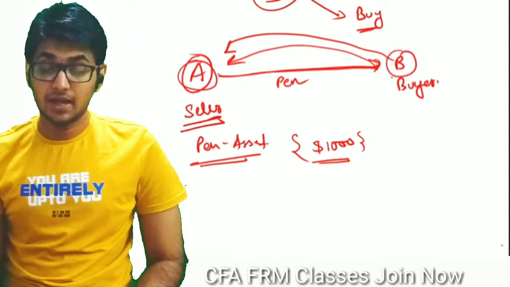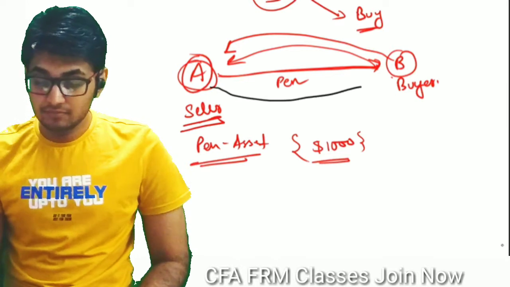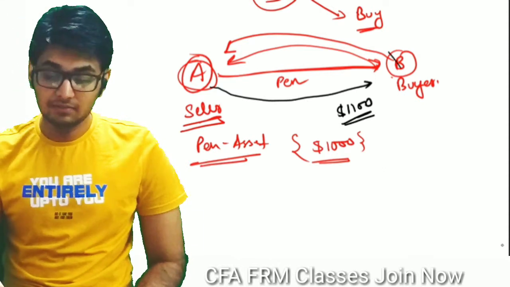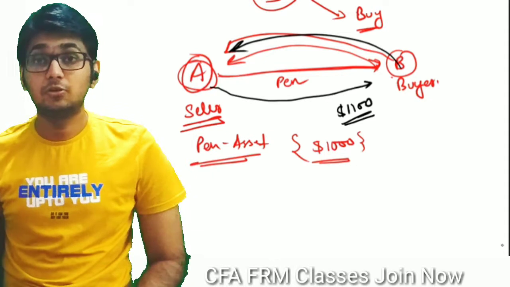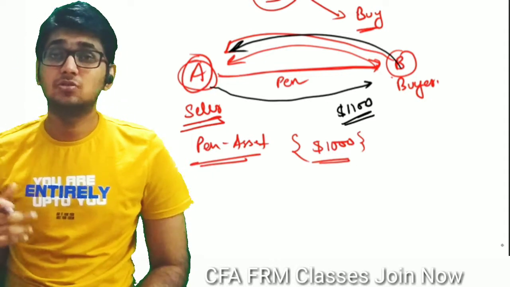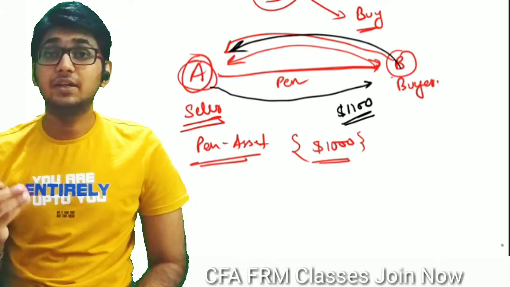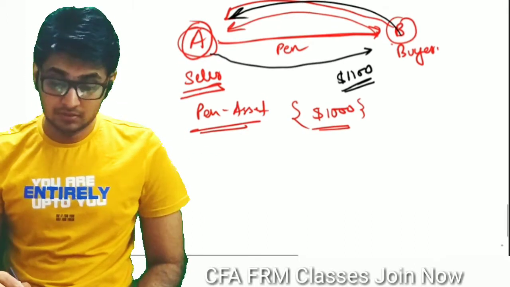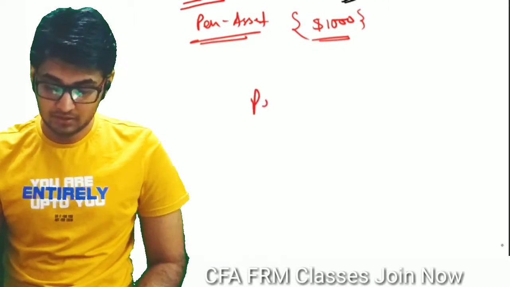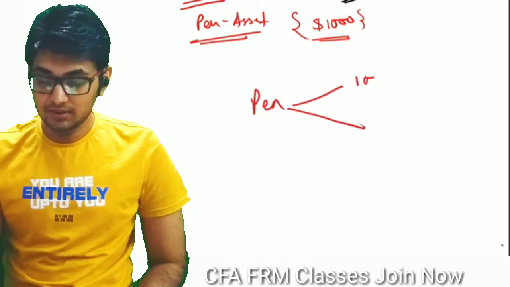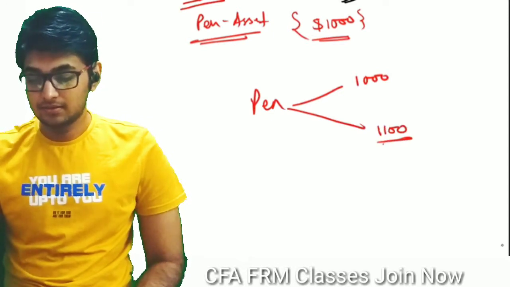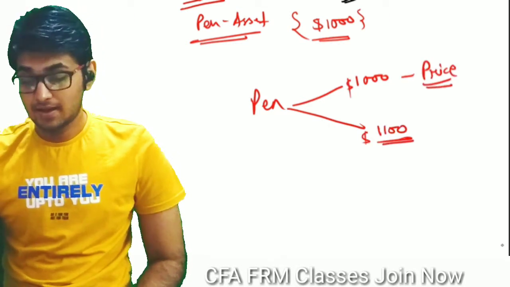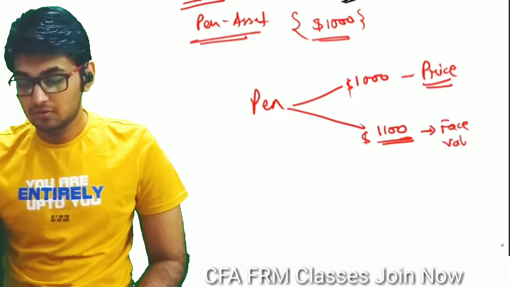Now, at the end of the period, A will give, say, $1,100 to B and B will return his pen. What did he do? A took the money and used it in his business. When his task was over, he repaid the money as well as the interest on the money. Now, with respect to the pen only, I have used two values. One is the $1,000 value and the other is the $1,100 value. This is the current price of the pen and this is the face value of the pen.